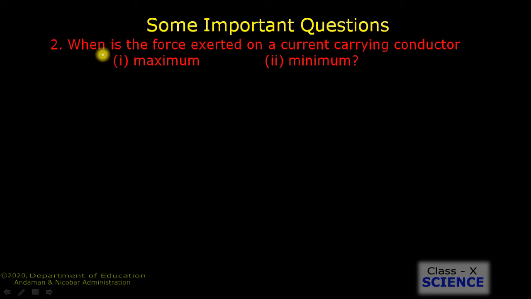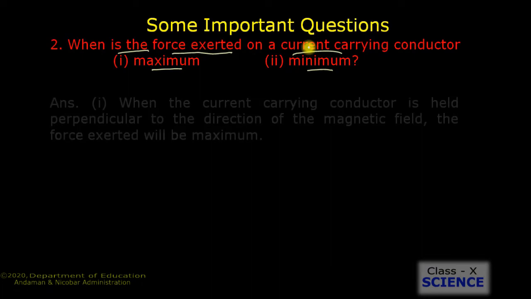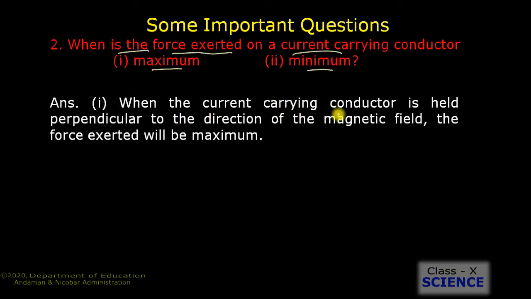Now see the second question: when is the force exerted on a current carrying conductor maximum and minimum? This also we have already discussed, just let us have the answer. When the current carrying conductor is held perpendicular to the direction, we have learned in Fleming's left hand rule that here suppose it is the magnetic field and here it is the current.